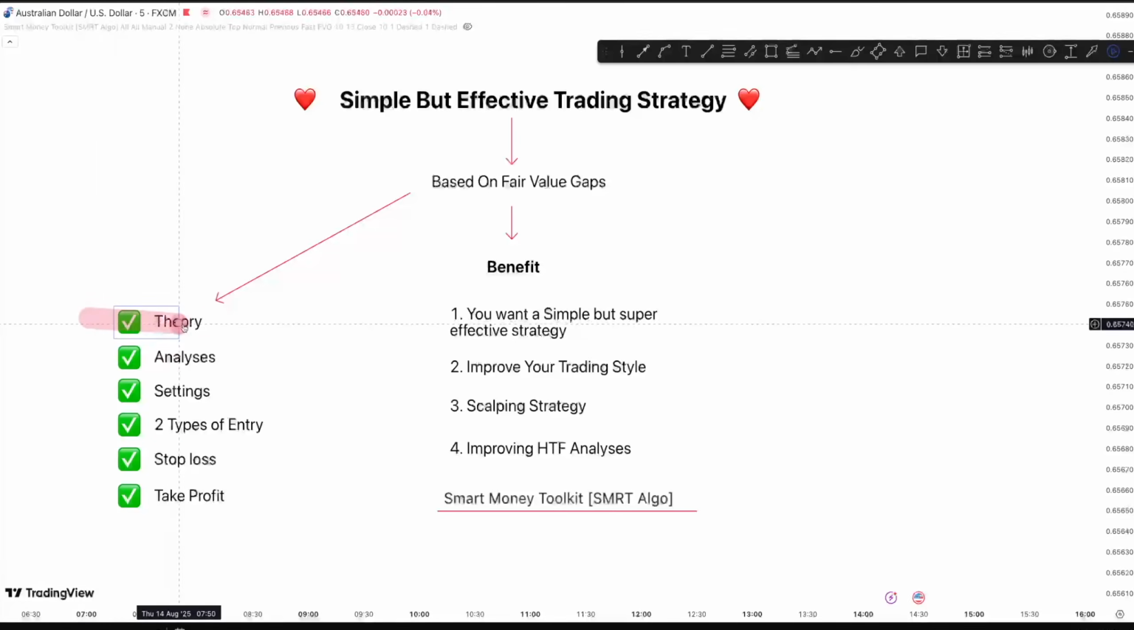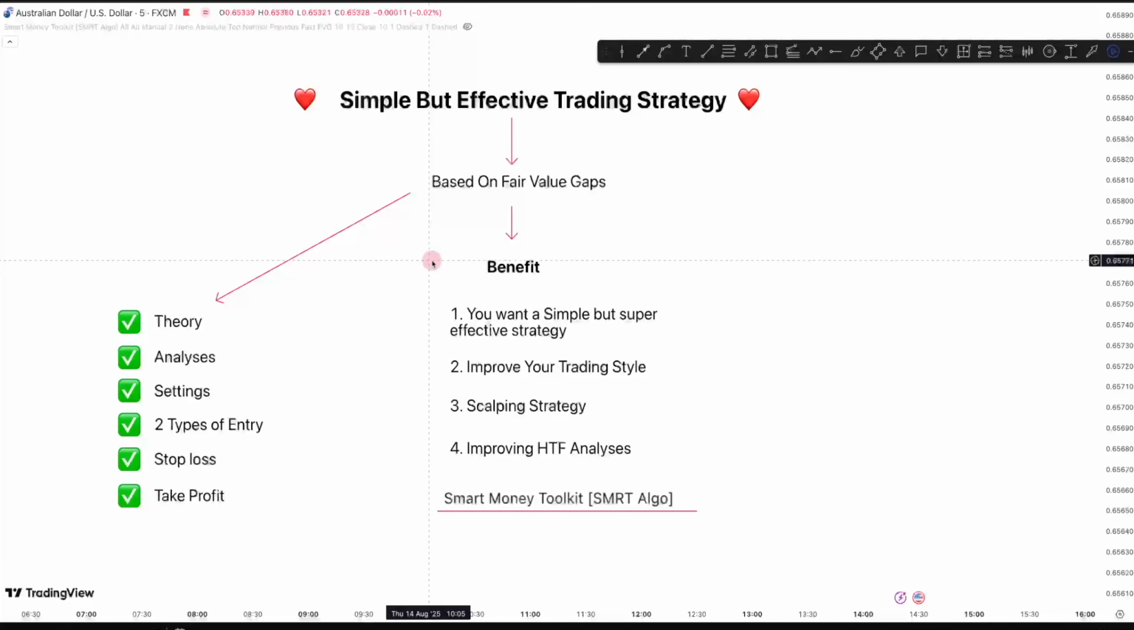We are going to talk about a little bit of theory, how to make analysis, the settings that I use, two types of entry model, and how to place a stop loss and take profit. This is everything that we're going to cover in this video. It's not going to be a long video because this is a simple but effective trading strategy.